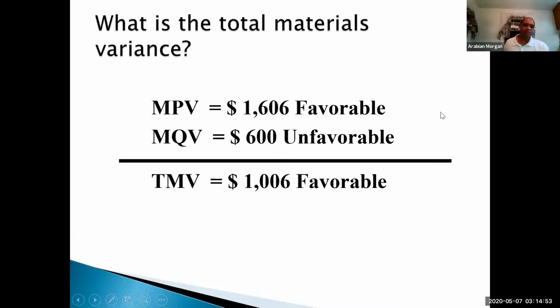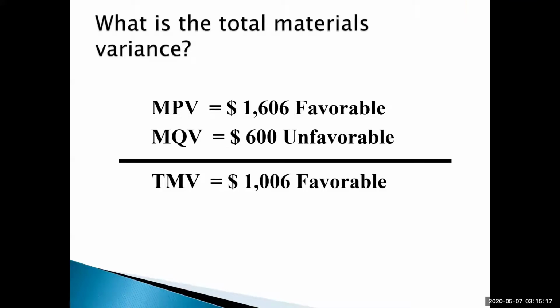Okay? And again, I'm using the absolute value in this calculation, subtracting these two numbers, one from the other, and just putting in favorable or unfavorable. So let me pause right there and ask what questions you have on that. If it's unfavorable, will we always subtract it, or is it always just MPV minus MQV?